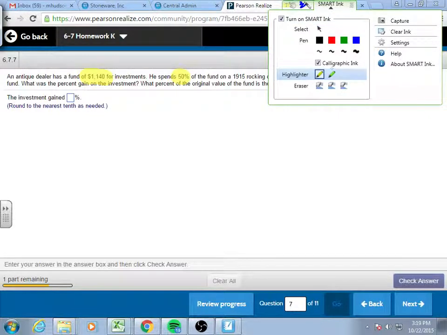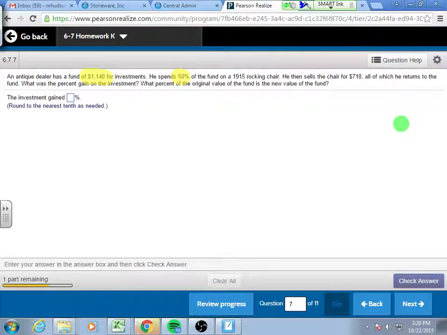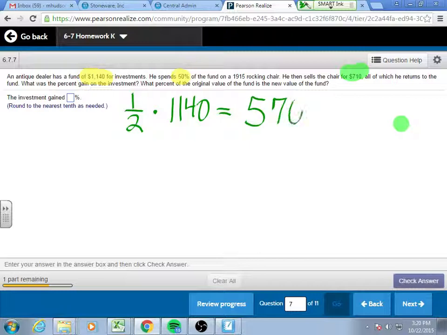So then we find out that this antique dealer sold the chair for $710. Well, let's find out what he spent on the chair. If they spent half, like 50% is just half of 1,140, that's going to be 570. So that's what they spent on the chair.